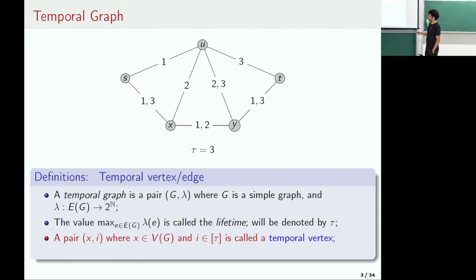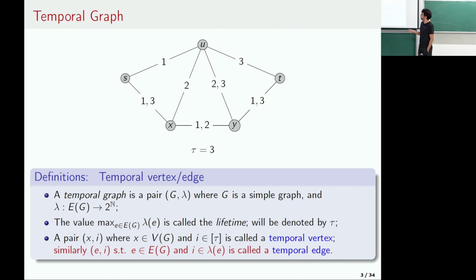And of course, I can talk about temporal vertices and temporal edges. A pair xi, where I take just a vertex of the graph and a value in which it is active, I call a temporal vertex. Similarly, I can talk about temporal edges by taking an edge of the graph and a value in which it is active.